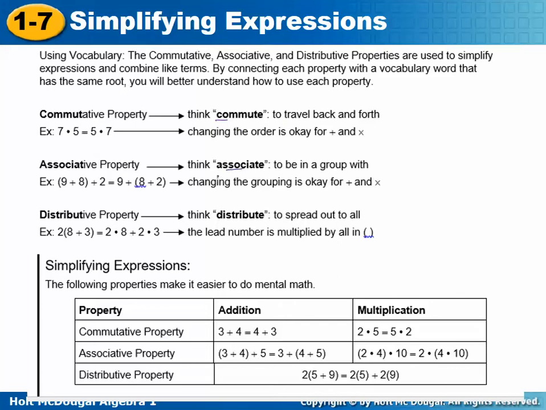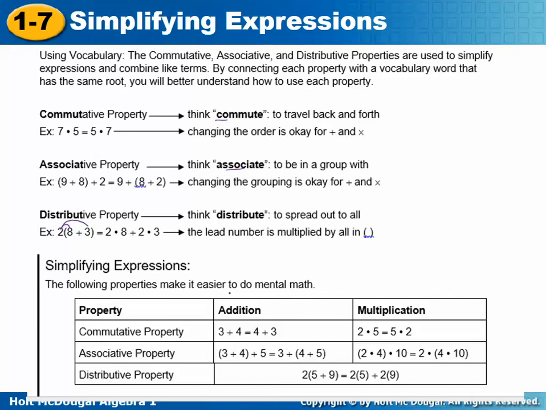Associative, there'll always be, the grouping will change. So associating is with a group, and changing the group is okay. Distributive property, you're spreading something out. You're taking this 2 and you're distributing it over the 8 and the 3. So 2 times 8 plus 2 times 3.